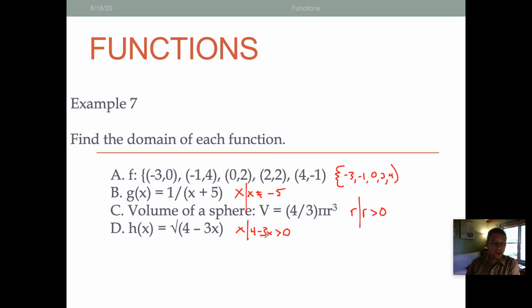What numbers would do that? Although we could do that. It would be negative 3x is greater than negative 4, and so x has to be greater than 4/3. We could also write it as x is greater than 4/3. But that's an extra step and not one that is necessary. You can simply write the domain the way that we've done right here: all x such that 4 minus 3x is greater than 0.